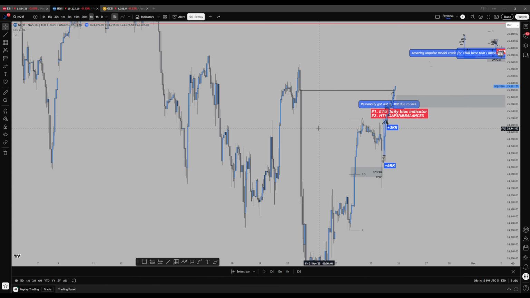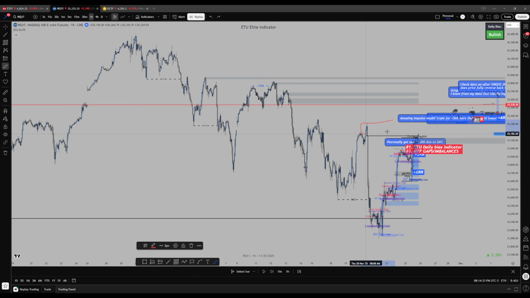Now, if you look even more to the left, you can see we did clear out a ton of liquidity. All these lows got taken out. This very, very major low got taken out here. So I am personally very bullish here at this point, meaning this supply is likely to fail.